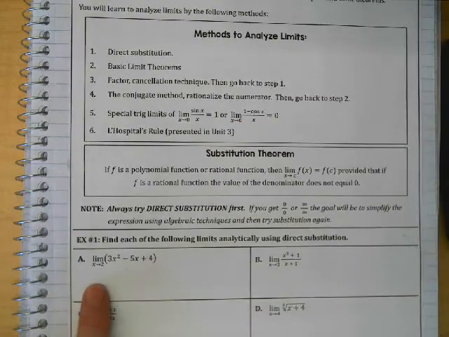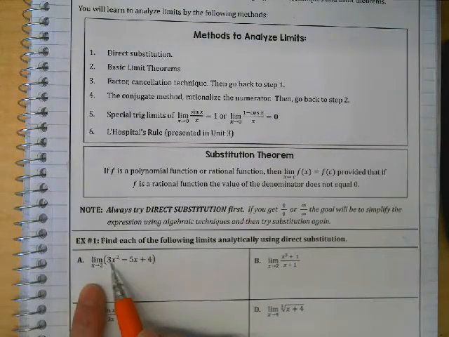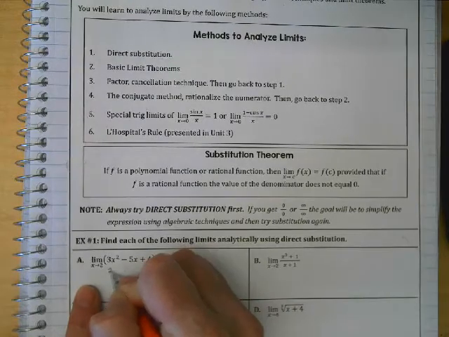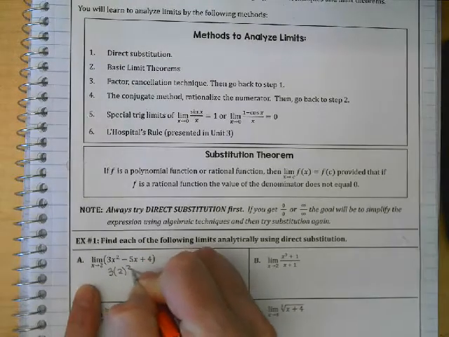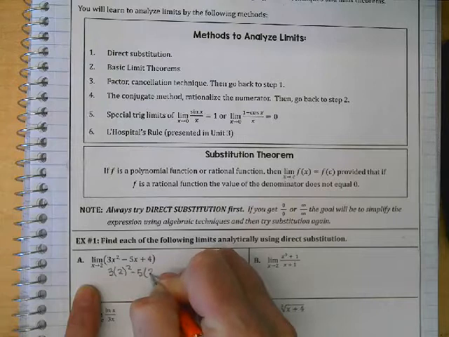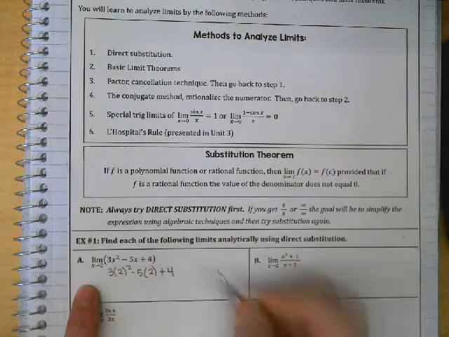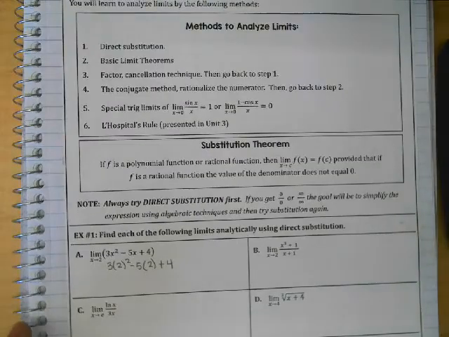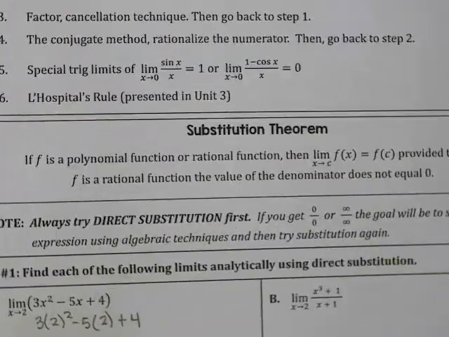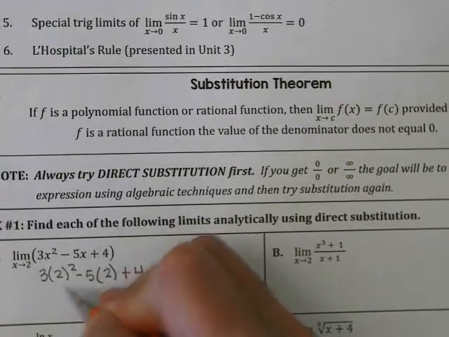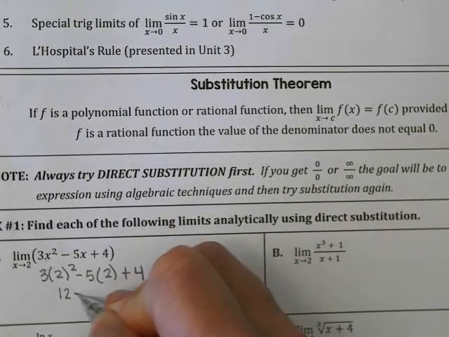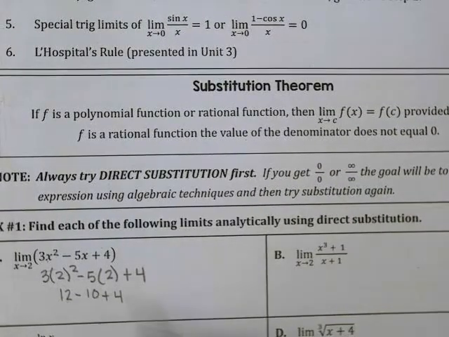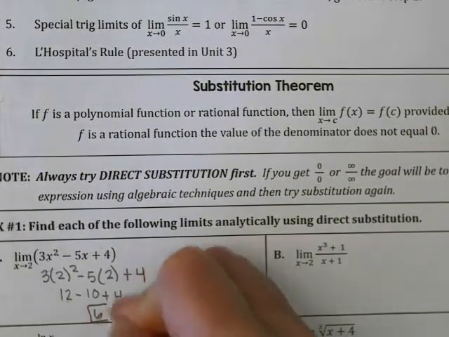So here, I've got a polygon here. Actually, I've got a parabola. And so I'm just going to plug that 2 right in. Now, don't forget your order of operations. You've got to square this before you can multiply. So 2 squared is 4. 4 times 3 is 12. So 12 minus 10 plus 4, that's 2 plus 4 is 6.